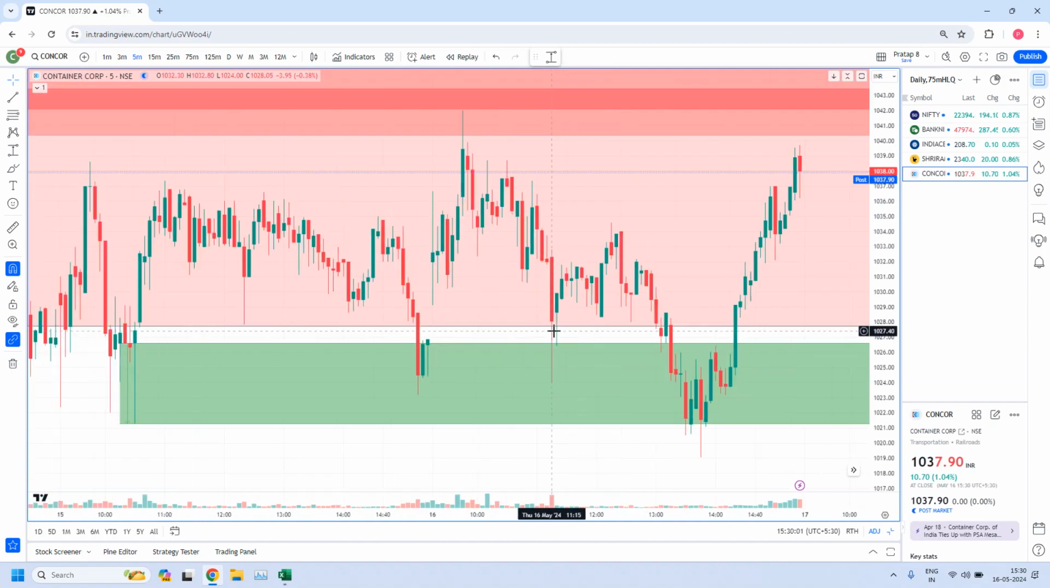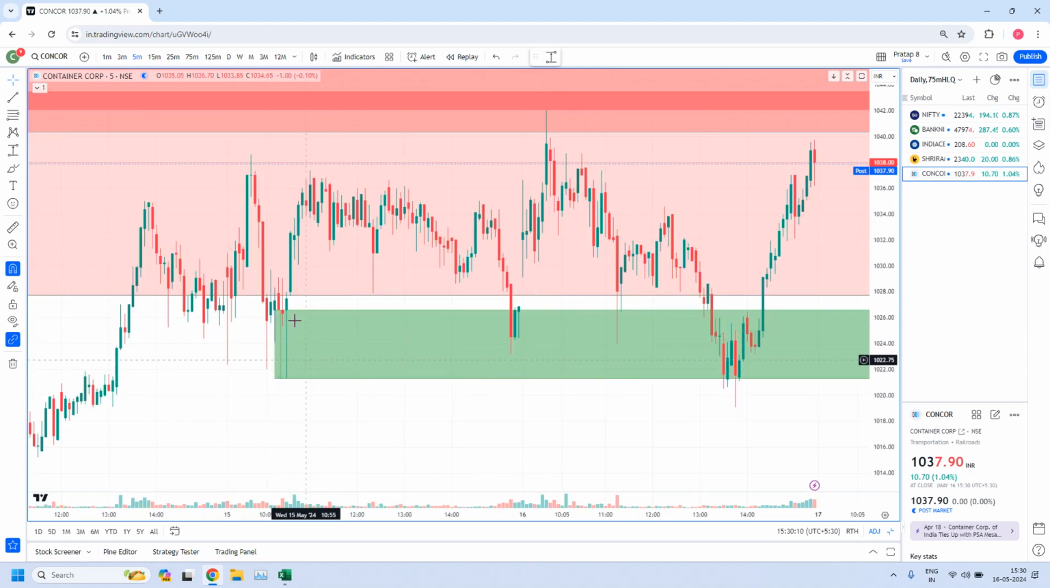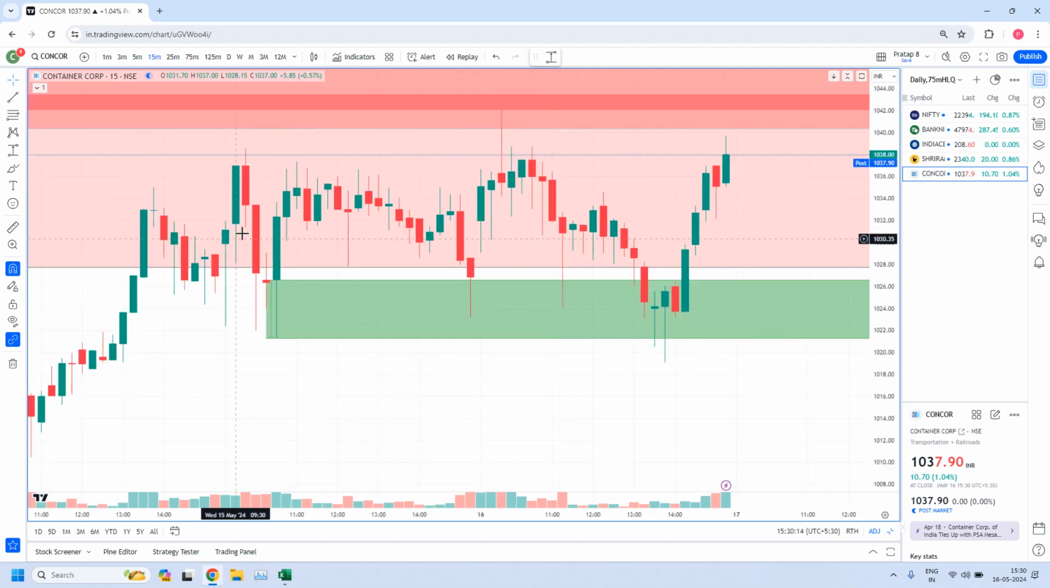And see today what happened. Today prices just entered into the zone and then see the rejection, how prices came down. And finally it reached the 15 minutes target. This is the 15 minute demand zone. I'm changing the time frame to 15 minutes. Here you have a drop, base, rally. So this is the target zone.